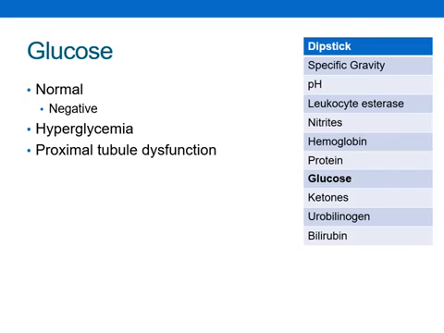Glucose is normally filtered and then reabsorbed in the kidney. So patients that have a positive UA test result for glucose could be hyperglycemic. In this case, the patient's blood glucose is so high that it's overwhelming the kidney, and the kidney cannot reabsorb all of the glucose and it is therefore getting excreted in the urine. The other alternative is that there's proximal tubule dysfunction, where the kidney is not capable of reabsorbing the glucose and it is simply getting excreted through the urine.